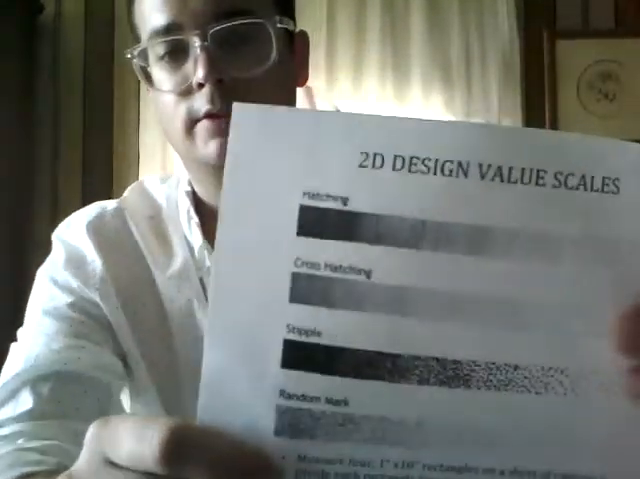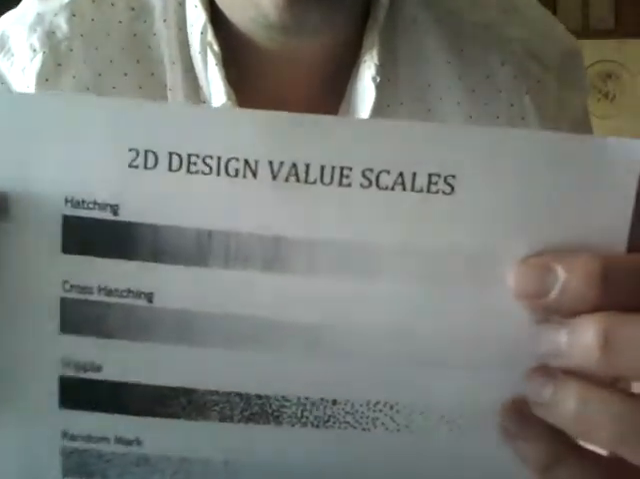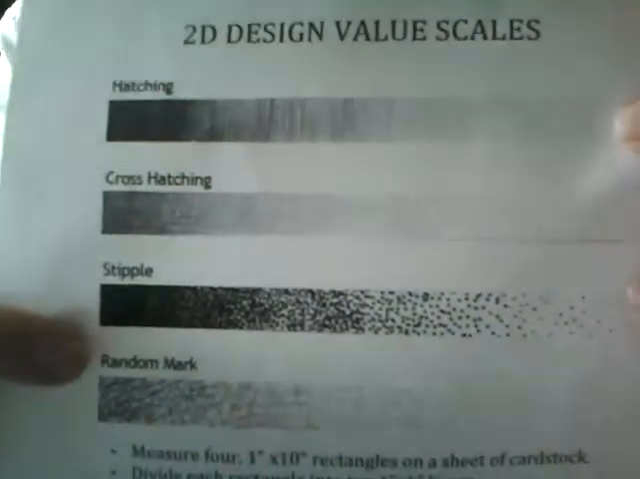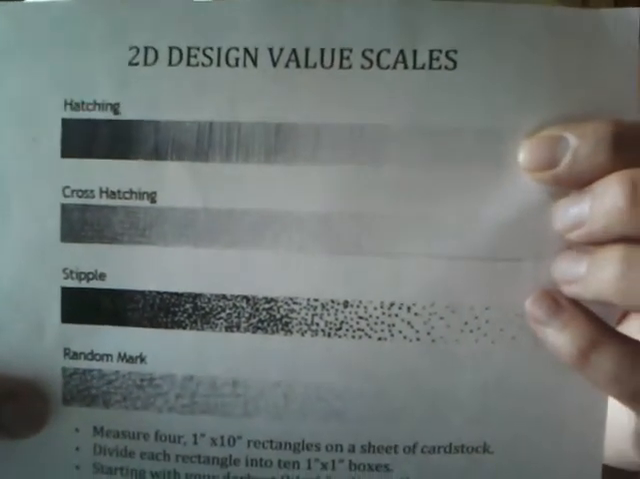Hi guys, today we're going to be talking about value scales. So for Wednesday, because we're not meeting on Memorial Day, I'm going to have you guys creating a value scale chart that's going to be consisting of 10 individual boxes for each of the 4 applications of value. So for these 4 applications of value, we have hatching, cross-hatching, stippling, and random mark application.